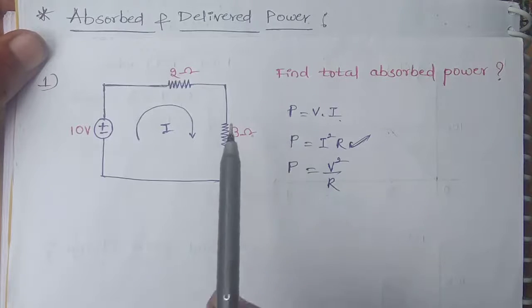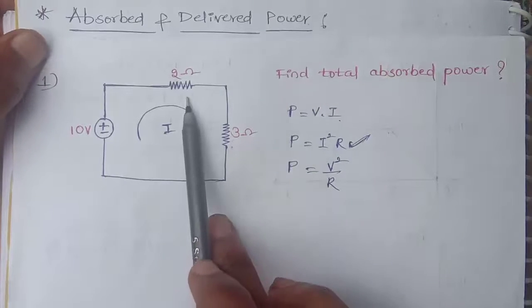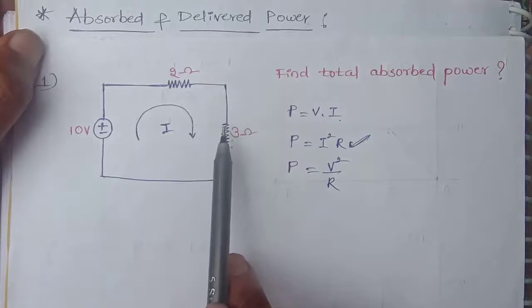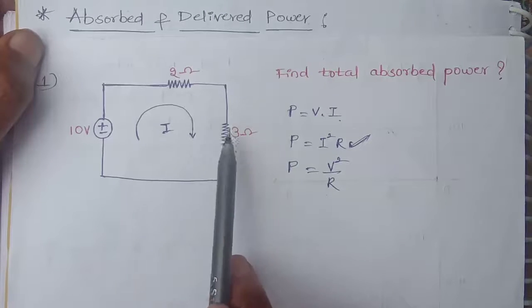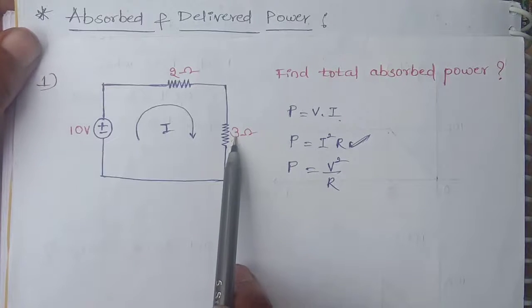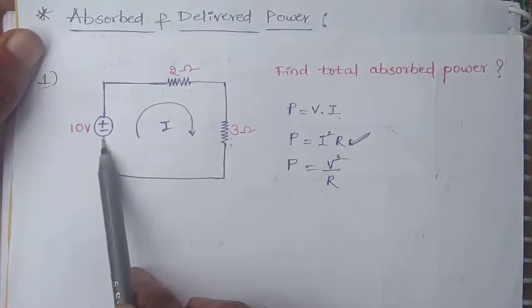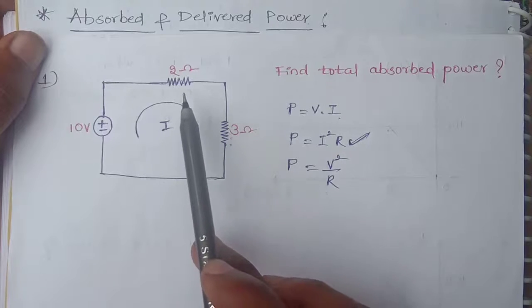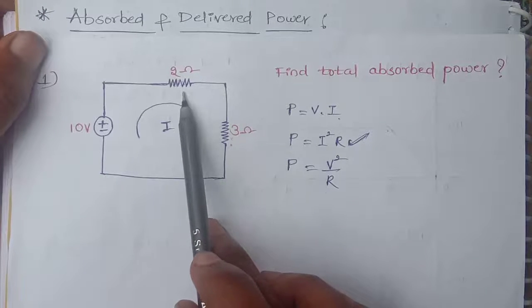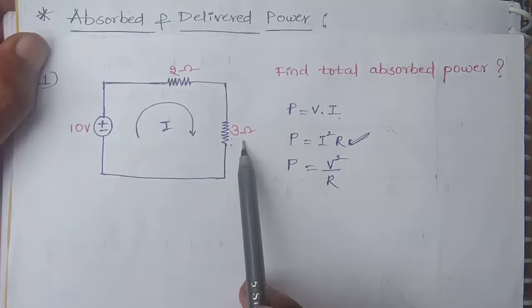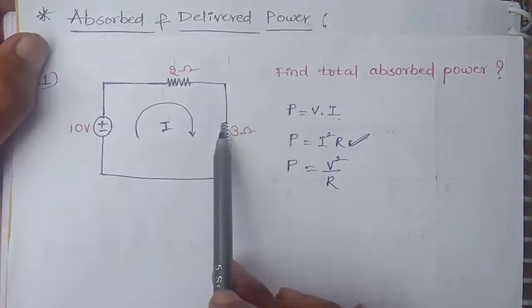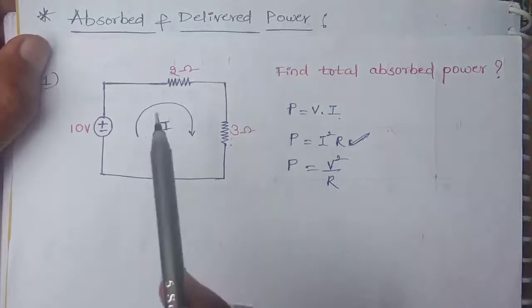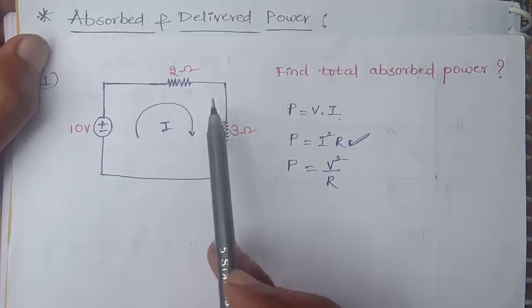In this circuit, we can see that 2 ohm and 3 ohm resistors are connected. That means we already know that resistors will always absorb power. That means who is going to deliver the power? This 10 volt voltage source will deliver the power. So we need to find the power absorbed by this 2 ohm resistor and the power absorbed by this 3 ohm resistor, and add these two powers so that we get the total power absorbed by the circuit. Now we'll try to recall the formulas for power.